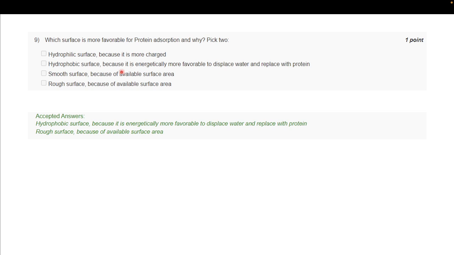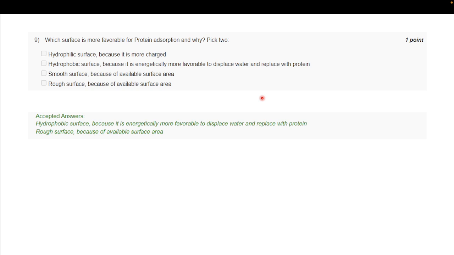Then if you have a smooth surface, so the first two options have to deal with whether your surface is hydrophilic or hydrophobic. The next two options are dealing with whether your surface is smooth or rough. Now if you have a rough surface, you will have a lot of surface area. Rough surface meaning instead of having a smooth line, if you have, let's say, some pattern like this, a zigzag pattern, then that particular surface will have more surface area for more and more proteins to come in compared to a smooth surface. So that's why a rough surface is more favorable for protein absorption.